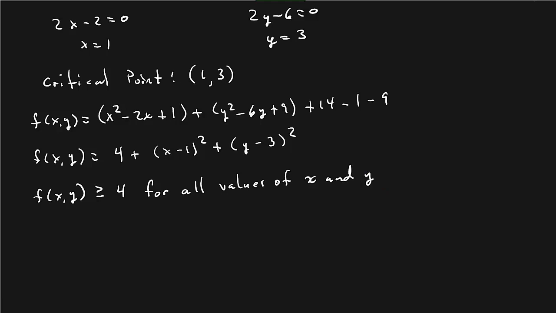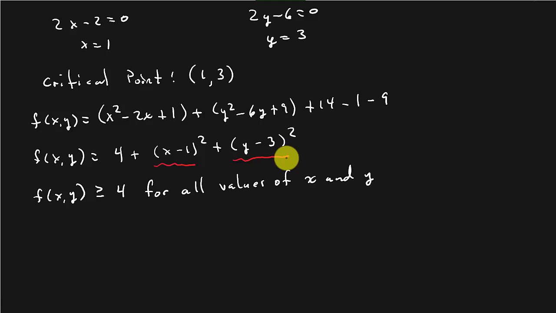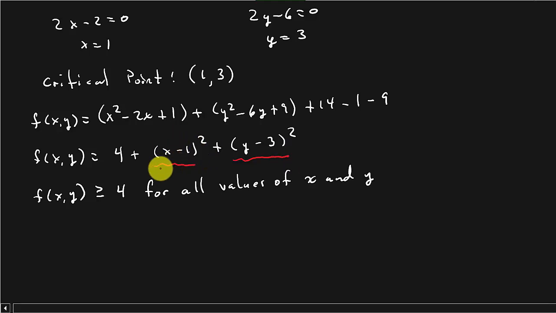Well, because we know that this term here and this term here is either going to be 0 or a positive number, right? This right here is always going to be positive. It's never going to be negative because this is squared. Okay, it can be 0 if we plug the 1 and the 3 in, right? We plug the 1 and the 3 in, that would give us 4. And then anything else we plug in, we're going to get something greater than or equal to 4.